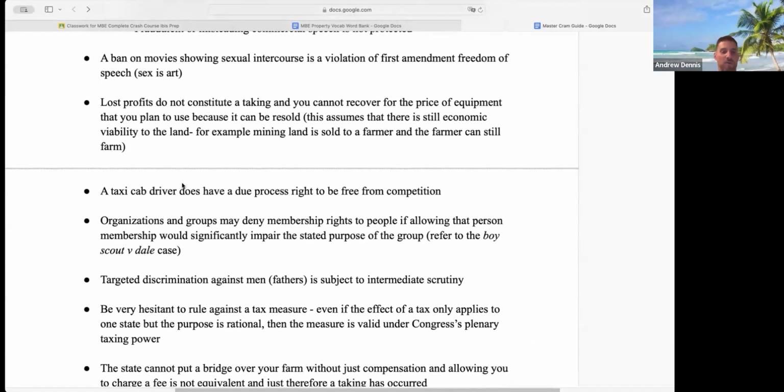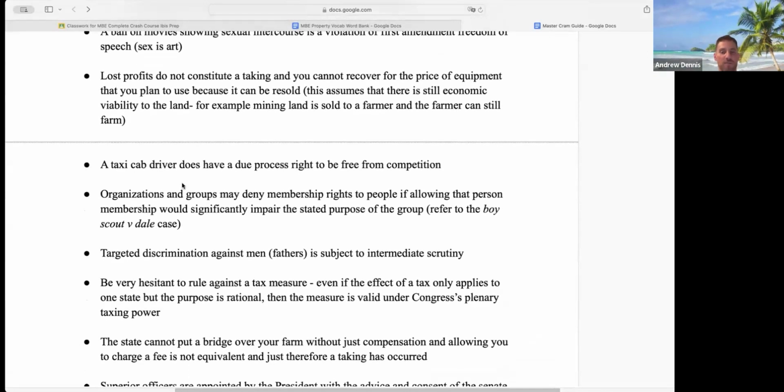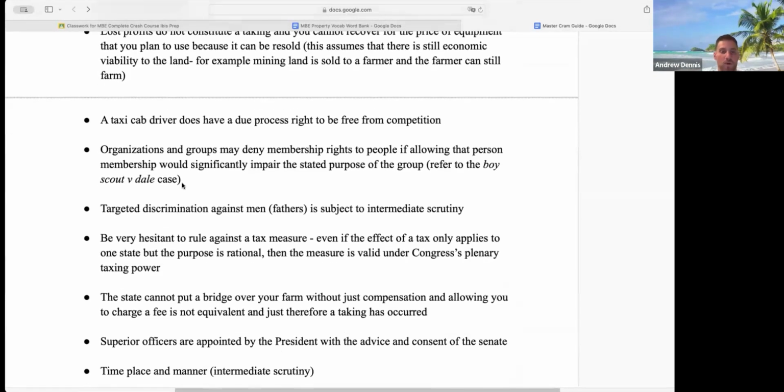All right. Lost profits do not constitute a taking, and you cannot recover for the price of equipment that you plan to use because it can be resold. This assumes that there's still economic viability to the land. For example, mining land is sold to a farmer and the farmer can still farm. A taxi cab driver does not have a due process right to be free from competition.